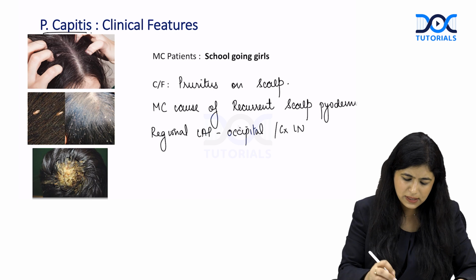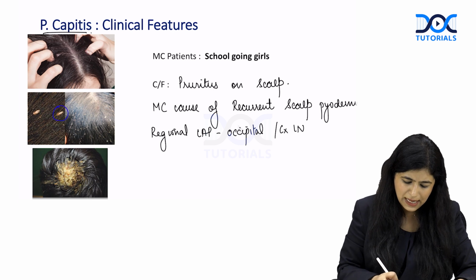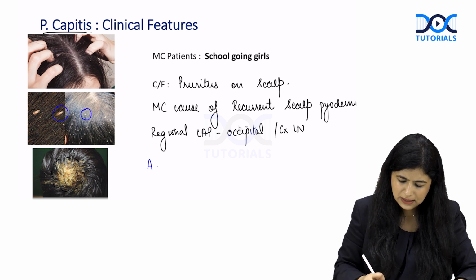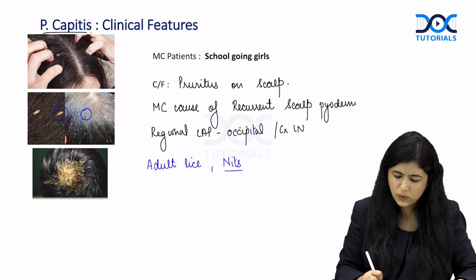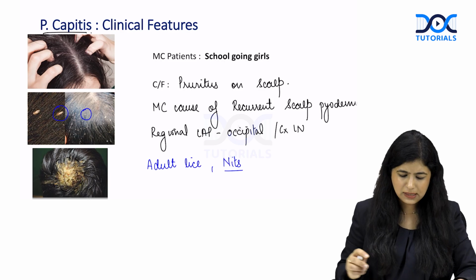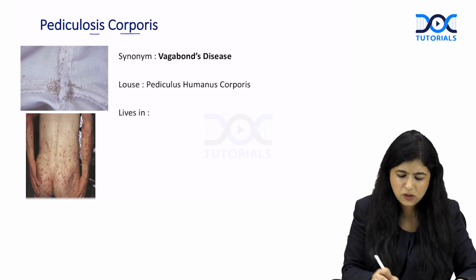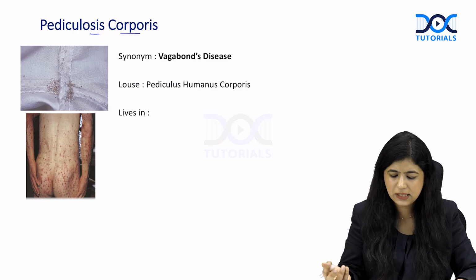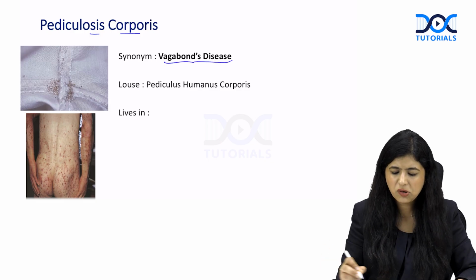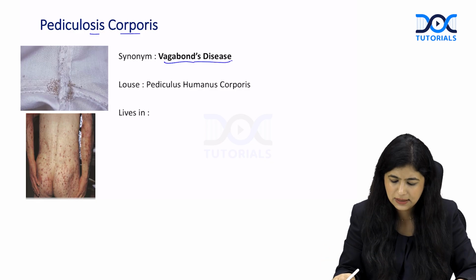How do you make a diagnosis? You see adult lice on the scalp as well as their eggs. So on examination, we see adult lice as well as their eggs, which are called nits. Next, we come to pediculosis corporis, which is often seen in homeless destitutes, because of which it is also called vagabond's disease.